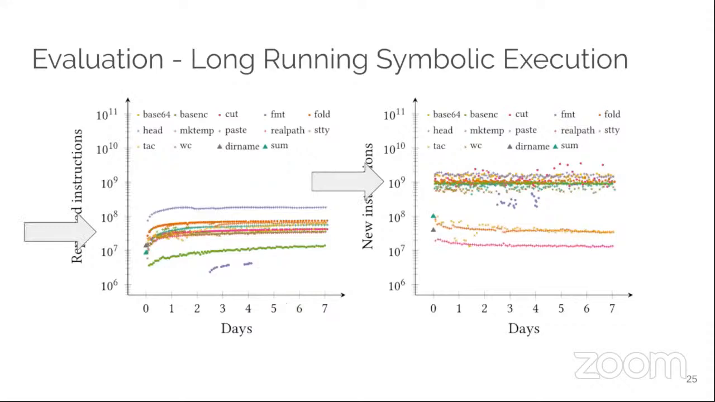On the left side, you can see the number of instructions that were re-executed to reach the end of a memoized path. On the right, we report the number of new instructions per run. The number of new instructions is typically 1 to 2 orders of magnitude higher, meaning that our approach is effective and the exploration progresses.